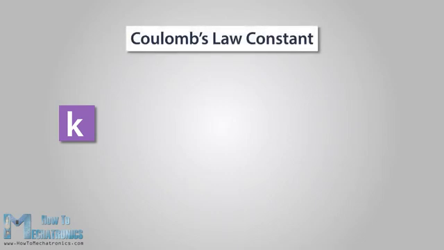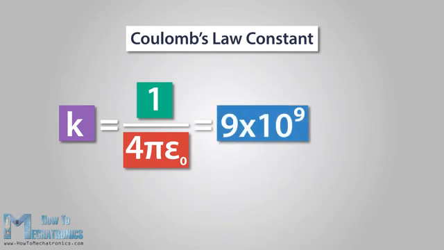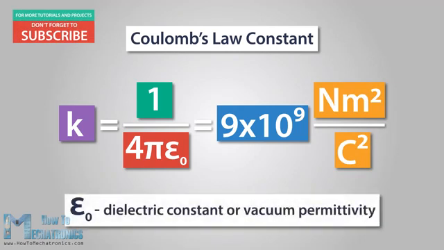The lowercase k is called the proportionality constant or Coulomb's law constant. The value of this constant is dependent upon the medium in which the two objects reside. In the case of air, the value of the Coulomb constant is 1 divided by 4 pi epsilon naught, which is approximately 9 times 10 to the 9 Newton meter squared per Coulomb squared. Epsilon naught is called the electric constant or vacuum permittivity.